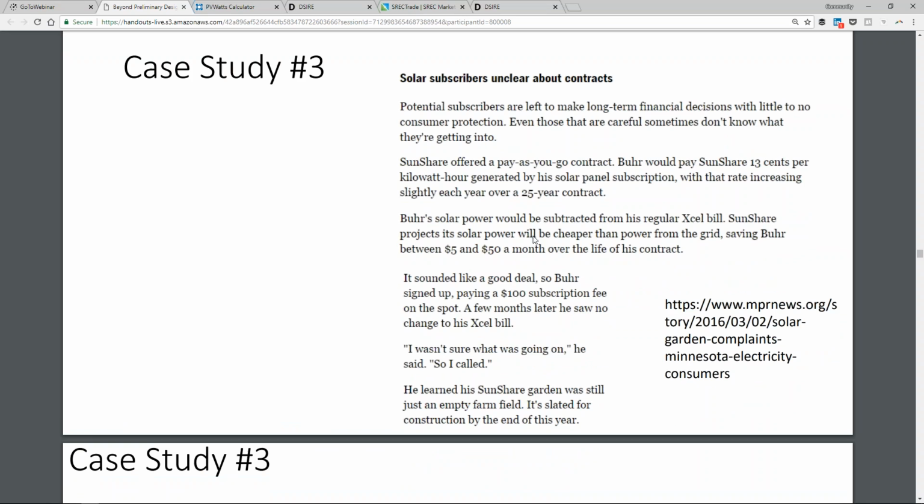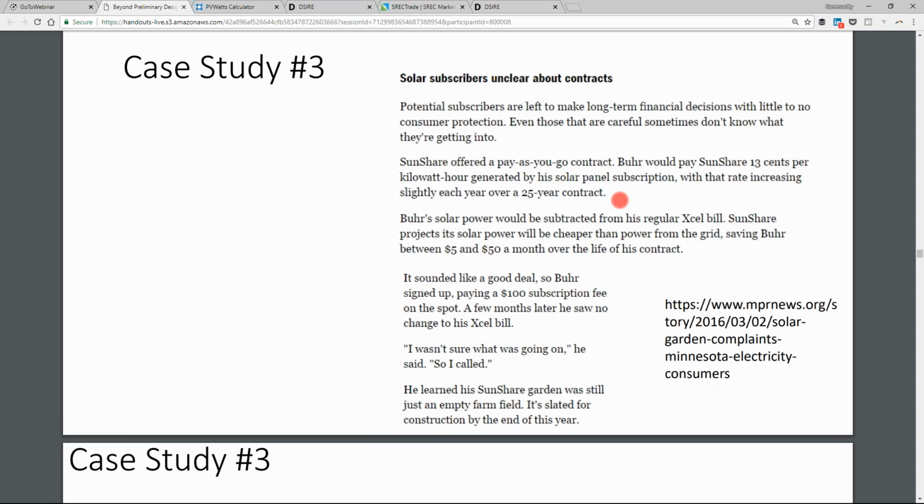So here's a sidestep. This is not the Berkshire Hathaway project. We're going to come back to that. This is Geronimo and Berkshire Hathaway. This is a competitor of theirs, and it's called SunShare. They're active in Minnesota, and they offer what they call a pay-as-you-go contract, where this customer, Burr, would pay SunShare 13 cents a kilowatt hour through his subscription, with the rate increasing slightly each year over 25 years. So this community solar option, finally we're getting into some brass tacks. This participant is going to pay 13 cents a kilowatt hour with a guaranteed rate escalator for 25 years for his electricity.